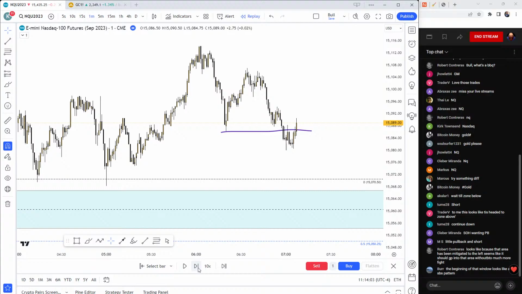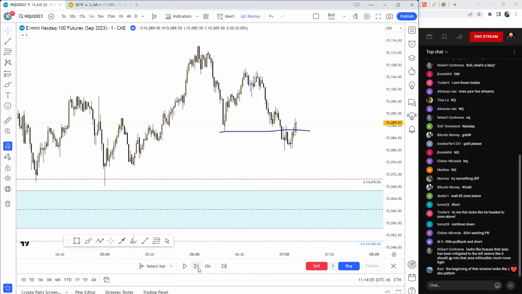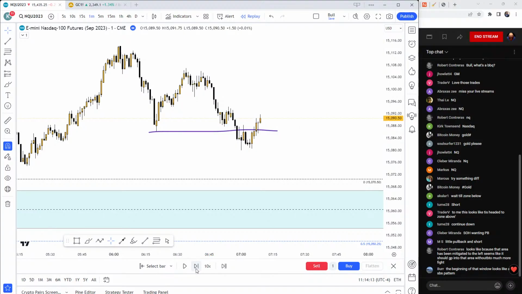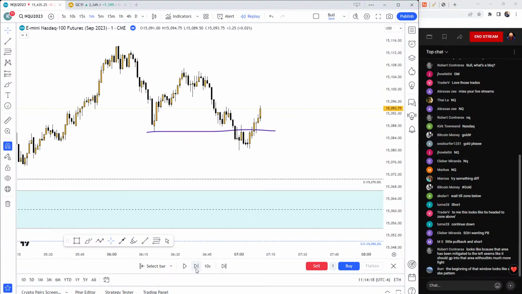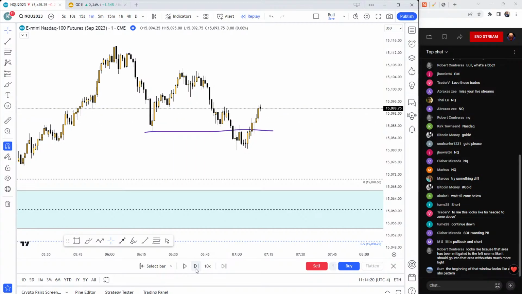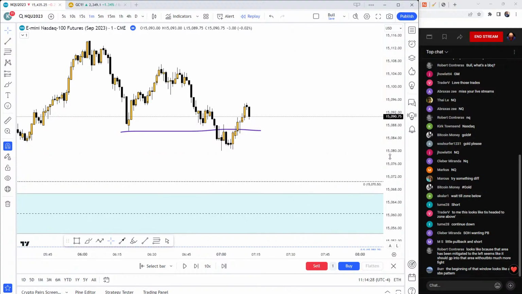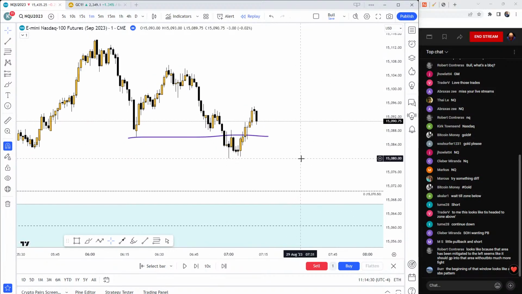Okay, so there's our tap into this area. Notice how we're still front side, so we're not looking to short just yet. That's a nice sweep. Okay. Long or short? Or are we still waiting for higher prices?